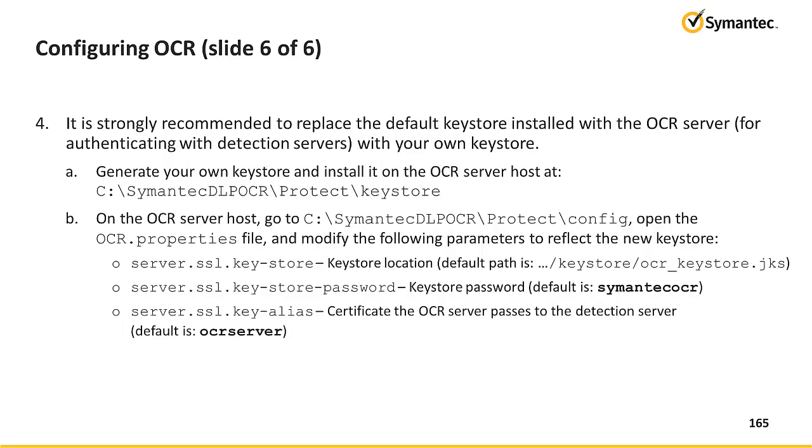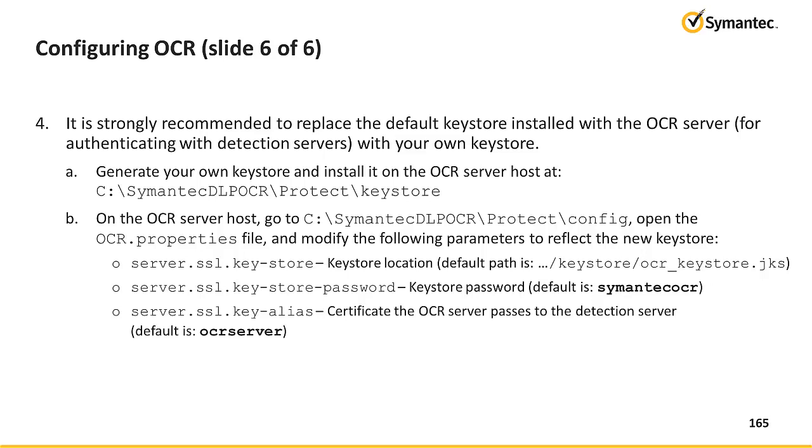Symantec strongly recommends that you replace the default key store installed with the OCR server, used for authenticating with detection servers, with your own key store. To do so, generate your own key store and install it on the OCR server host at C:\Symantec\DLP\OCR\protect\keystore. Then, on the OCR server host, go to C:\Symantec\DLP\OCR\protect\config. Open the OCR.properties file and modify the following parameters to reflect the new key store.